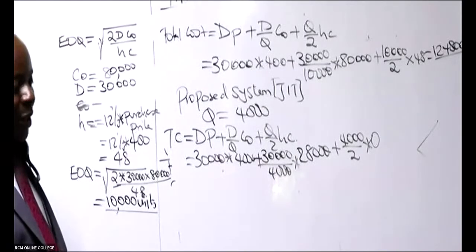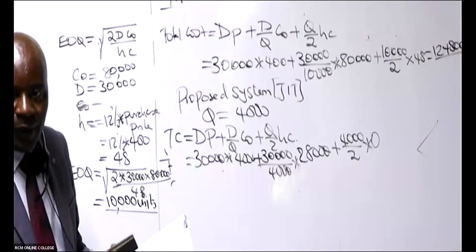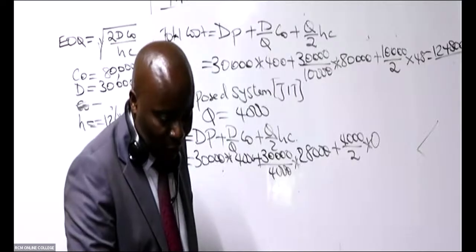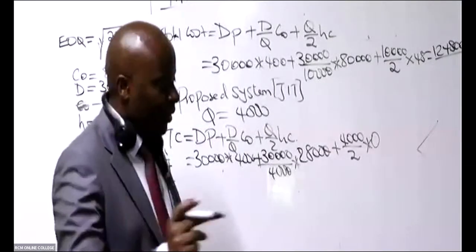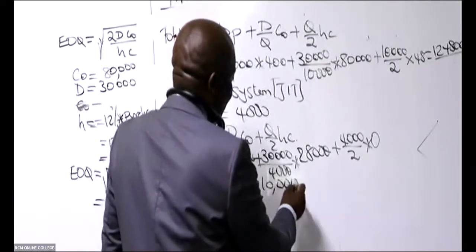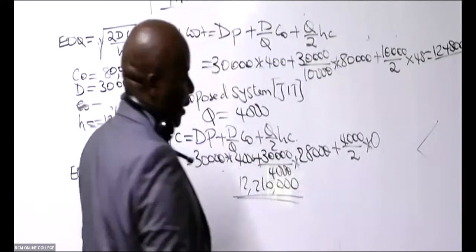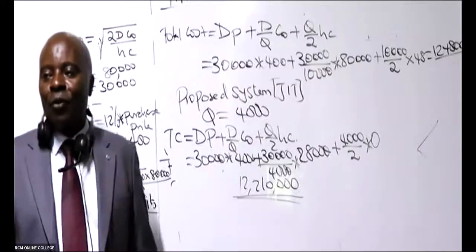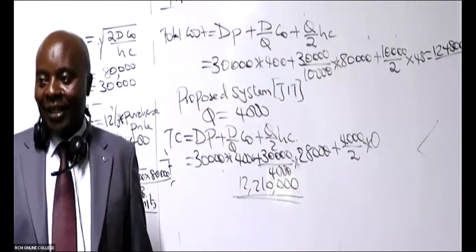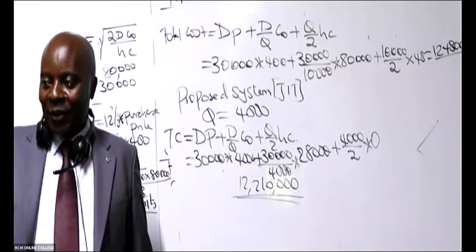So how much are we able to get, ladies and gentlemen? Now it is 12. Well, my online students are not talking to me at all today. So you're getting 12,210,000. So now between the two expenses, which model will you recommend on the objective of cost minimization? Do you recommend the proposed or do we stay with the current?